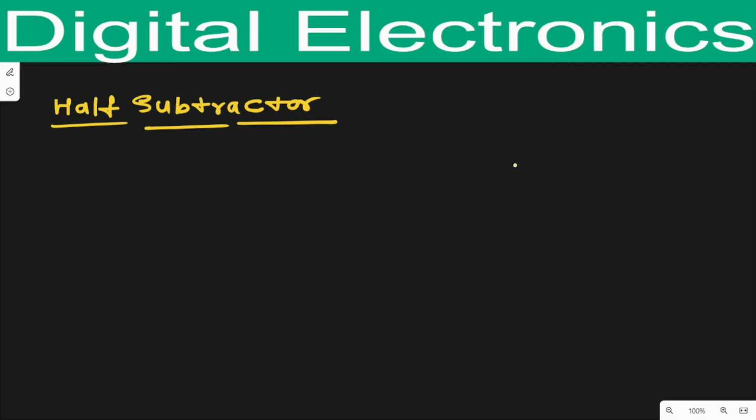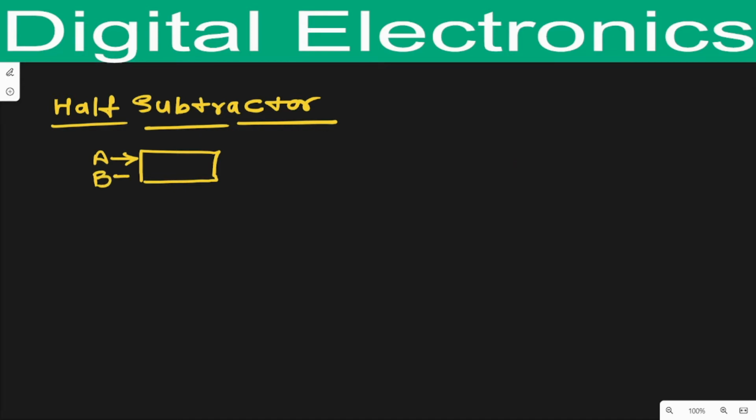Okay, so here we will discuss half subtractor. What is half subtractor? Half subtractor is nothing but a combinational circuit. Suppose this one is the combinational circuit. So half subtractor is a combinational circuit. Its work is to subtract two inputs.